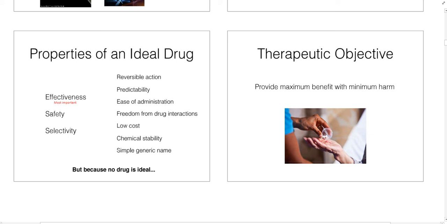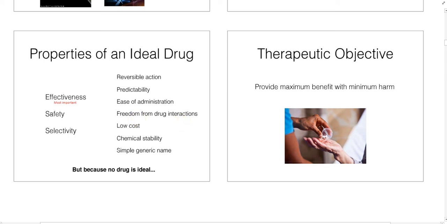Predictability: we know what to expect with the giving of certain drugs. So if we give a nitro sublingual tab for a patient who's suffering a heart attack, we can expect most of the time that his or her symptoms will be at least somewhat made better. Ease of administration: giving a medication through an intraosseous injection into the bone is going to be a lot more difficult than just popping a pill in their mouth.